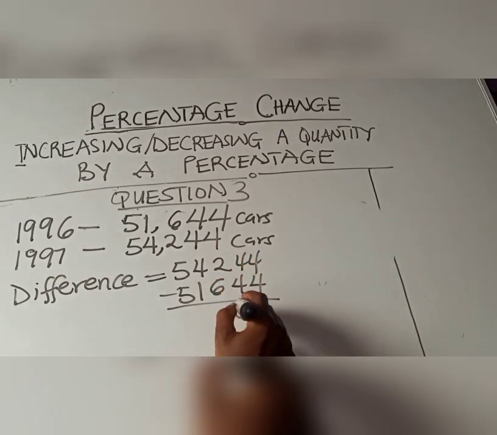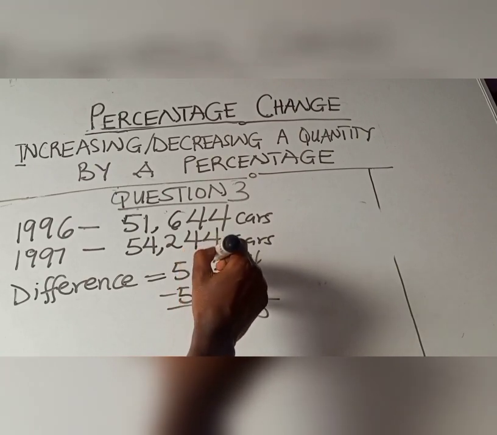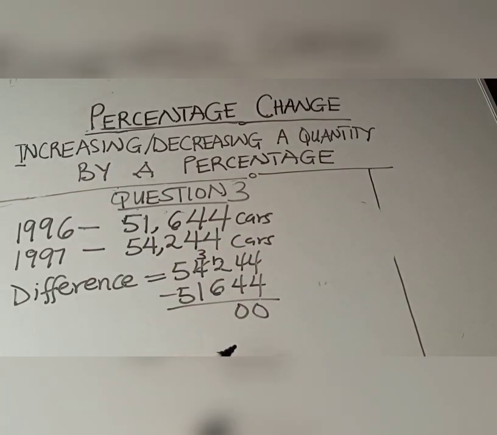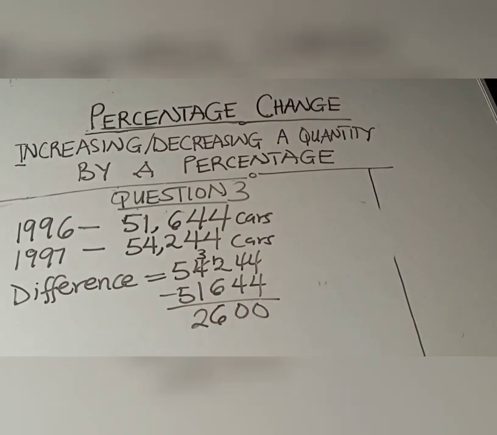4 minus 4, 0. Then 4 minus 4 is 0. You have 3 left here. 12 minus 6 is 6. 1,200 minus 600, you're left with 600. And 3,000 minus 1,000 gives us 2,000. So this is the difference: 2,600 more cars were sold. Good. So that is the difference.